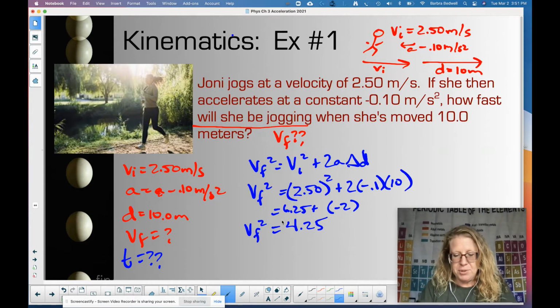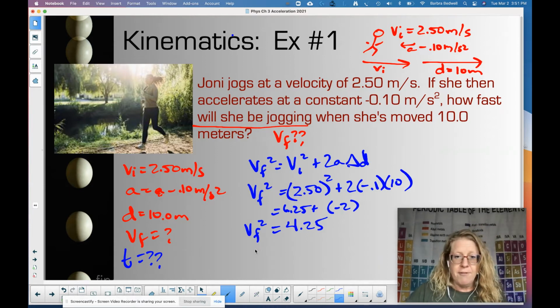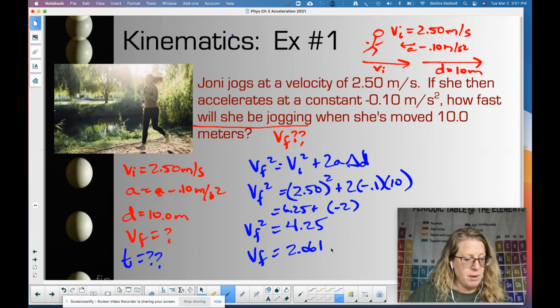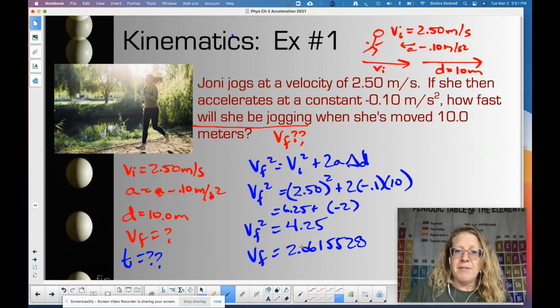That means that you have to do a square root. 4.25. Where's my square root button? Second, square root, 4.25 equals final velocity equals 2.06155528 and more on all this kind of good stuff. So there's my final velocity, 2.06.